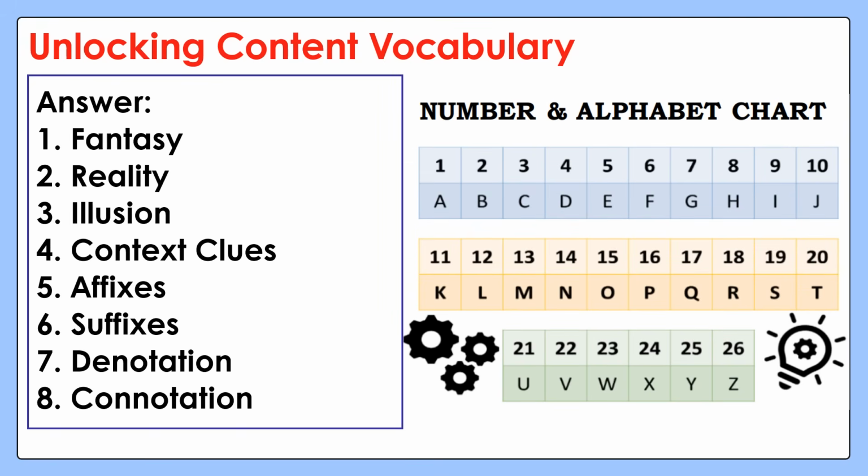And here are the answers. First, fantasy. Second, reality. Third, illusion. Fourth, context clues. Fifth, affixes. Sixth, suffixes. Seventh, denotation. Eighth, connotation.